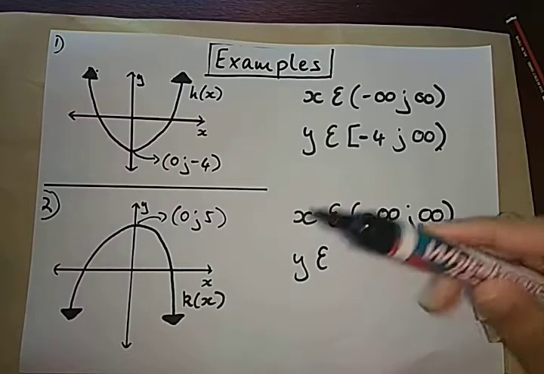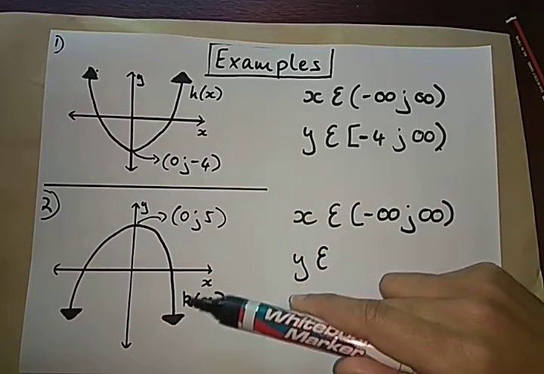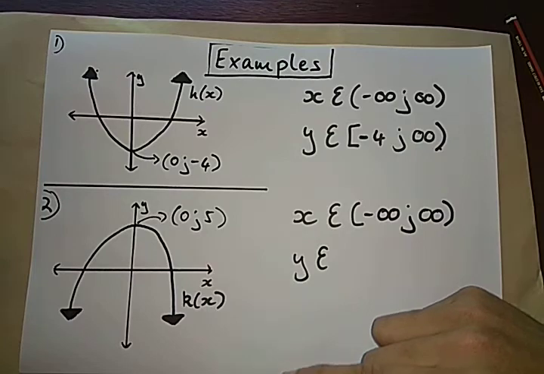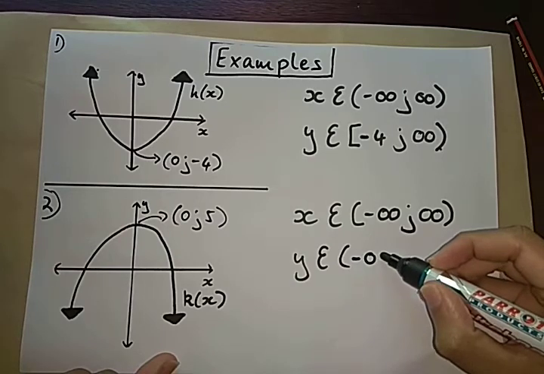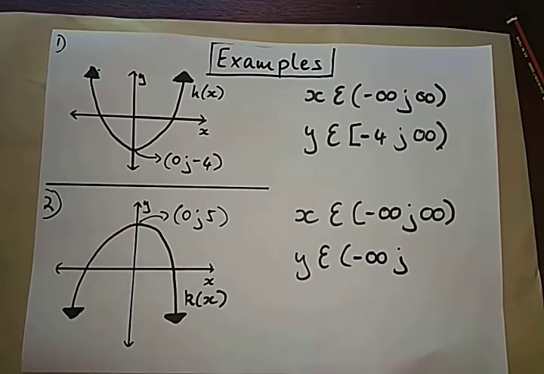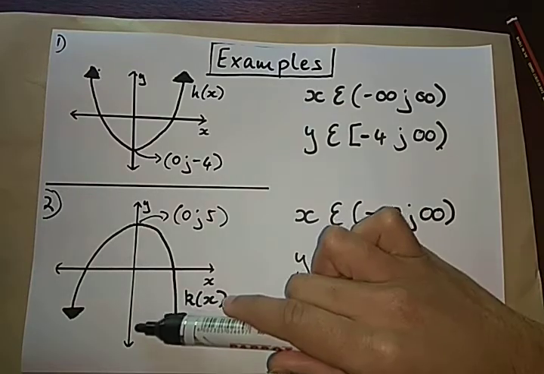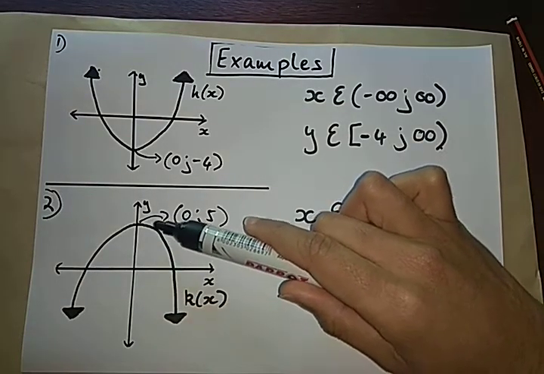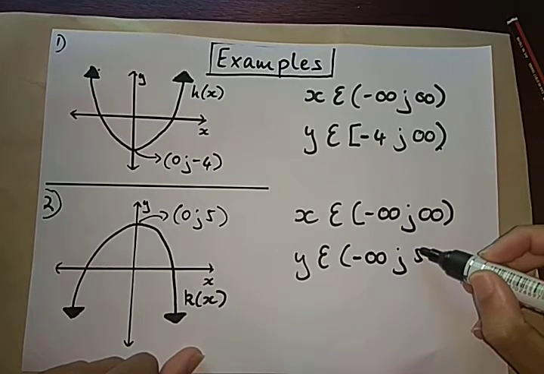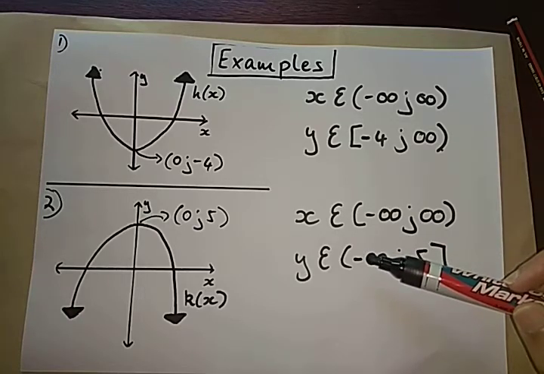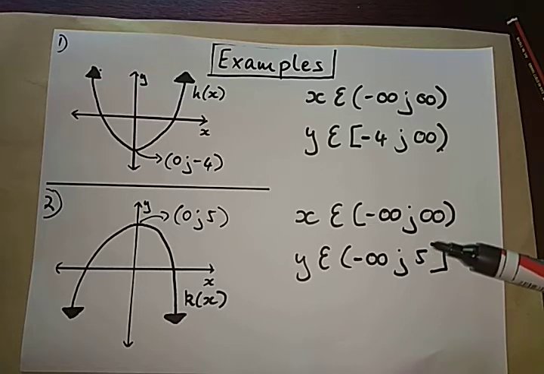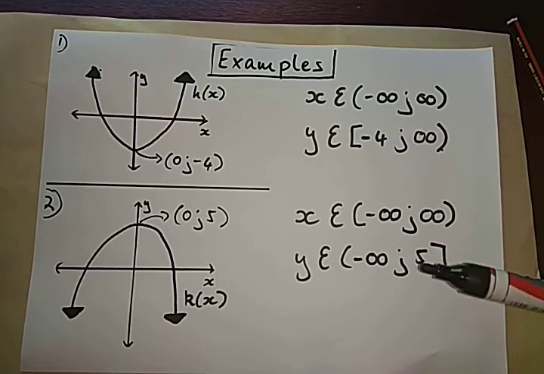Well, the lowest value that this graph will go along our y-axis will be negative infinity, excluding. We always exclude infinite numbers. The highest value that this graph will go along our y-axis will be 5, including. Remember, we always write it in the format of the smallest number all the way up to the biggest number. In mathematics, a negative number will always hold a smaller value than a positive number.